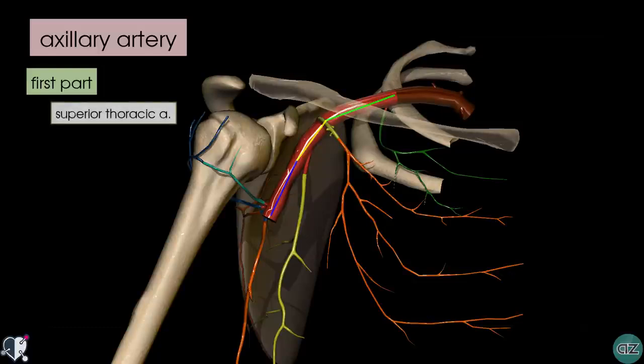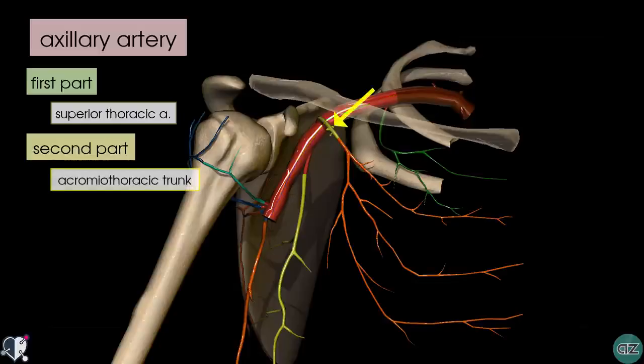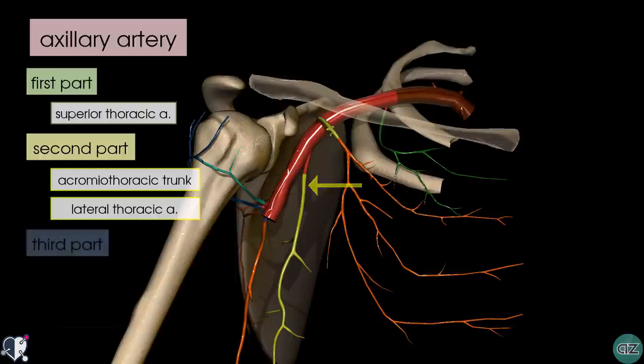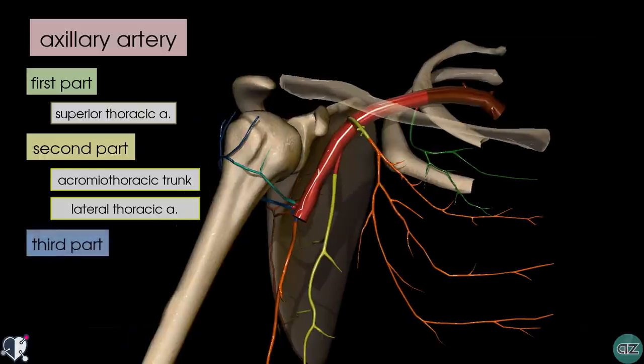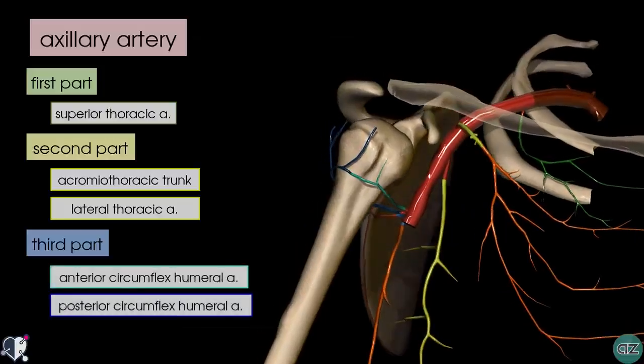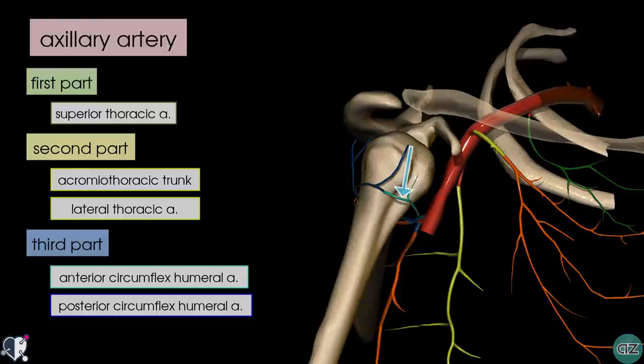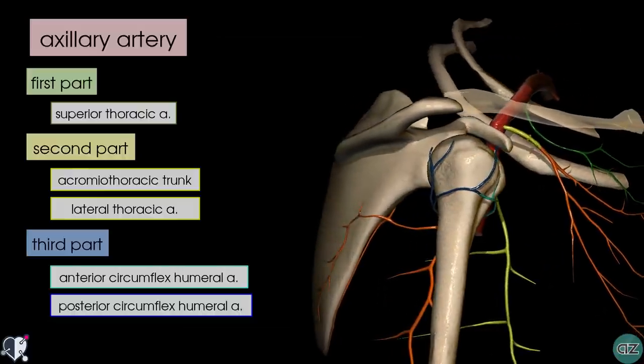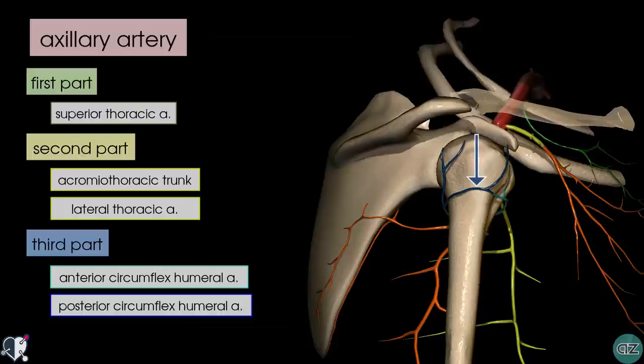The 2 branches from the second part of the axillary artery you can see highlighted in yellow. This one here is the acromiothoracic trunk, which is also known as the thoracoacromial artery, and this one here is the lateral thoracic artery. So the third part gives off 3 arteries. You've got the circumflex arteries, anterior and posterior, and you've got the subscapular artery. You can see the anterior circumflex humeral artery here in light blue running in front of the surgical neck of the humerus and anastomosing with this artery, the posterior circumflex artery.